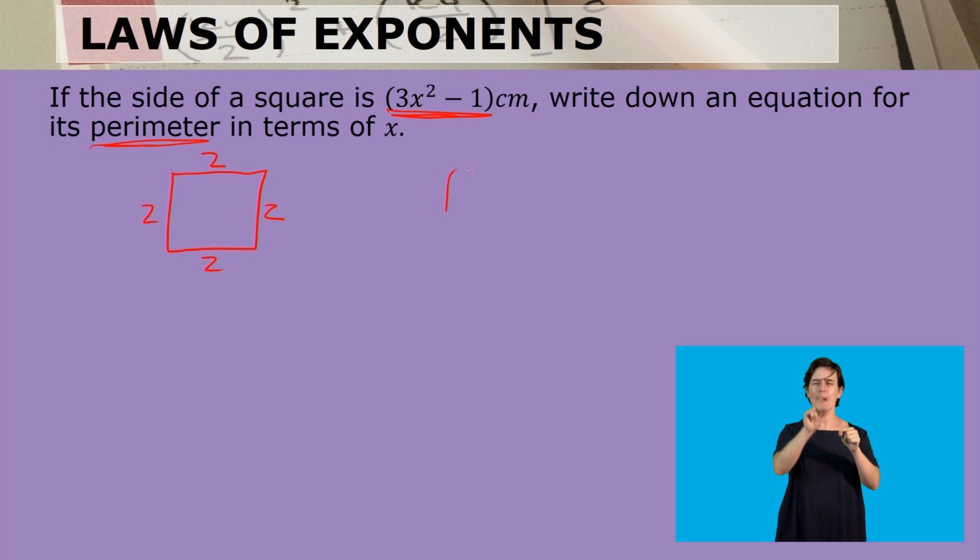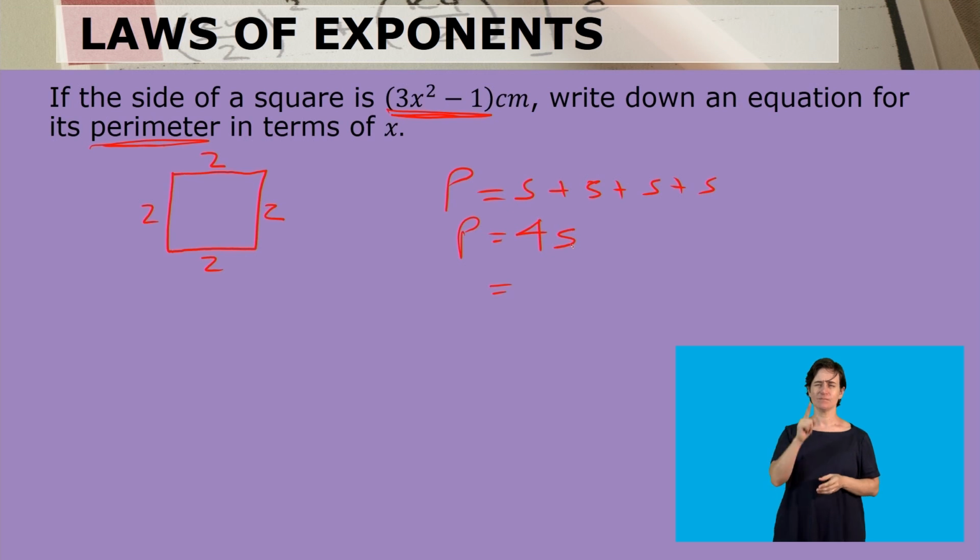So perimeter, as we said, is the distance around the object, which means it's going to be the side plus the side plus the side and the next side. So it's 4 sides, so it would be 4s. That would be our understanding of the perimeter. Side plus side plus side plus side is 4 sides. So our perimeter is 4 sides.